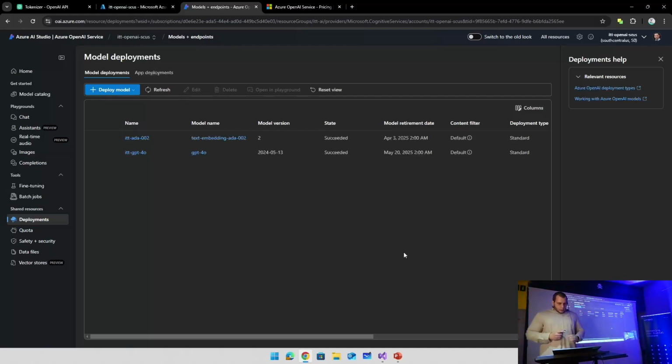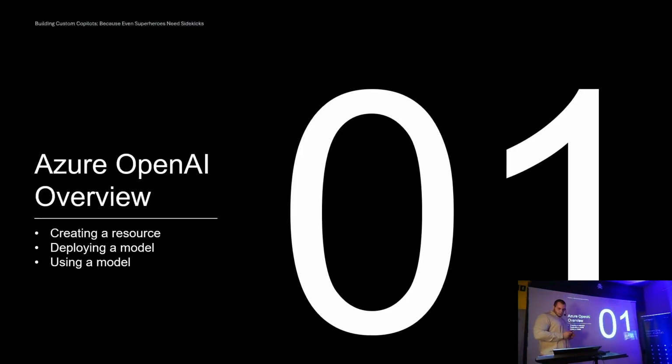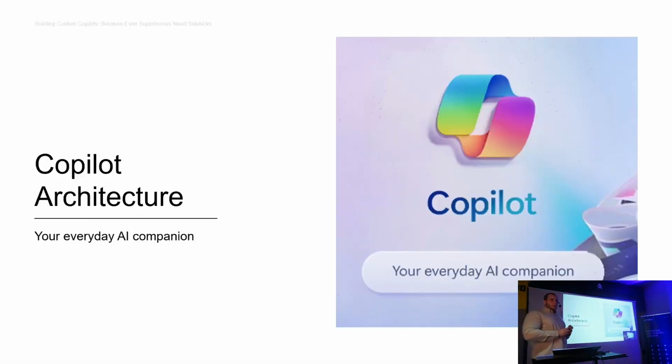So now that we know how to deploy these types of models and what we need to consume this in our applications, before we start building something with these models, let's first see what a Copilot architecture looks like. Let me ask, does anybody know what a Copilot is?